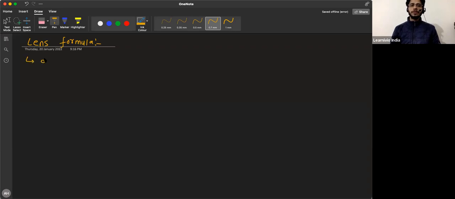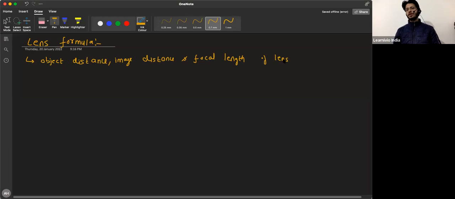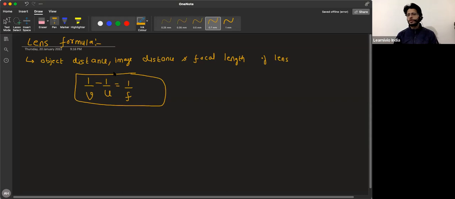So the lens formula is the relation between the object distance, the image distance, and the focal length of the lens. We write this as 1 by v minus 1 by u is 1 by f. This is valid for both convex as well as concave lens. So when you use this relation into a numerical, you should be using proper sign convention. We always use sign convention when we use lens formula.